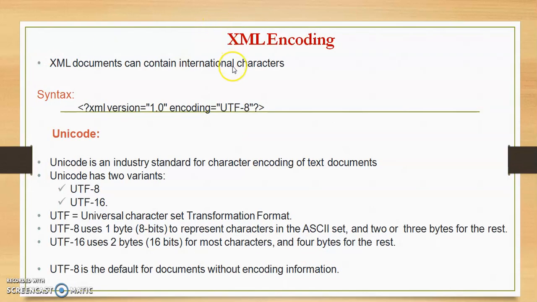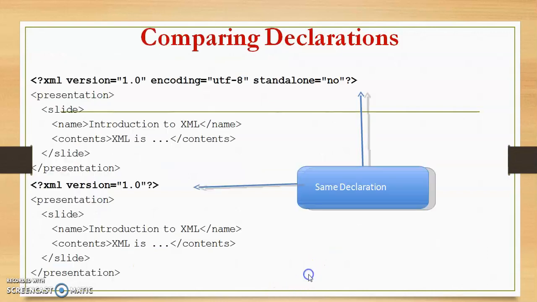So coming to the XML encoding, Unicode is an industry standard for character encoding of text documents. There are two variants of Unicode, one is UTF-8 and the other UTF-16. UTF expansion is Universal Character Set Transformation Format. UTF-8 uses 1 byte to represent the characters in the ASCII set and 2 or 3 bytes for the rest. UTF-16 uses 2 bytes for most characters and 4 bytes for the rest. UTF-8 is the default value for XML documents without encoding information.